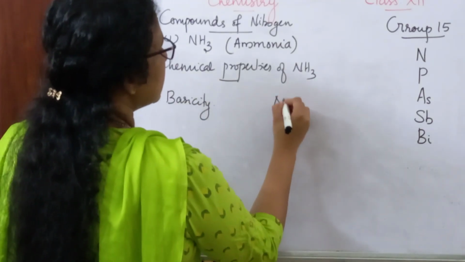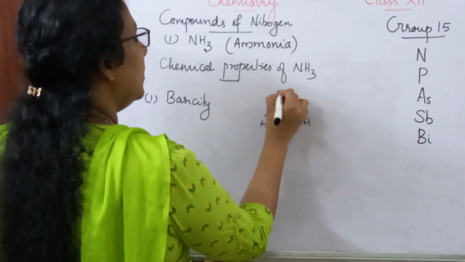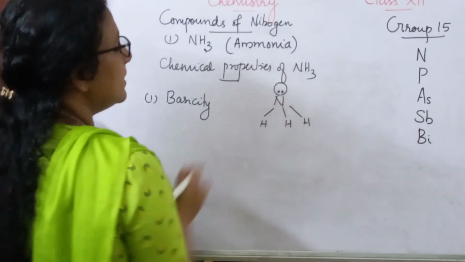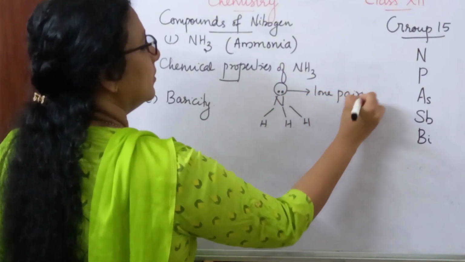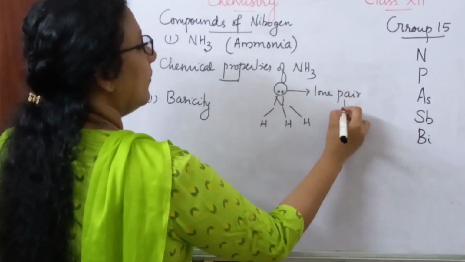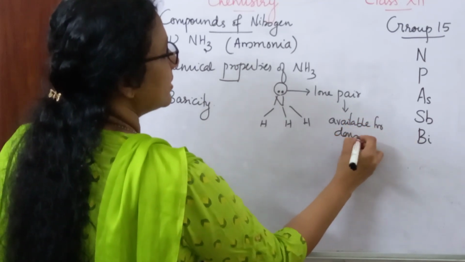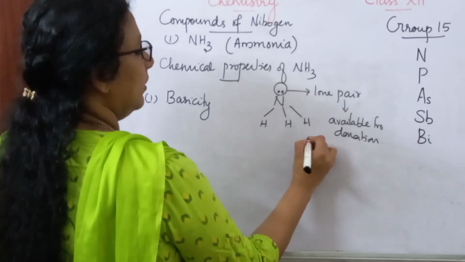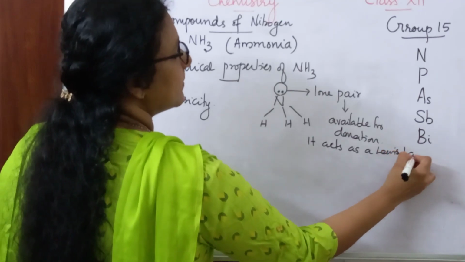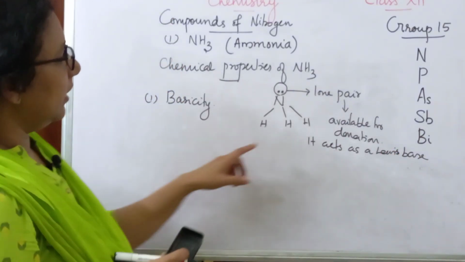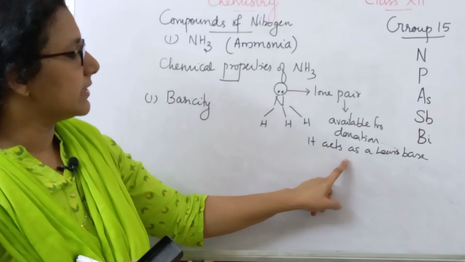We know ammonia has a pyramidal shape, and there is a lone pair of electrons. So the presence of this lone pair of electrons, which is available for donation, means it acts as a Lewis base. So ammonia has a lone pair of electrons available for donation, so it acts as a Lewis base.